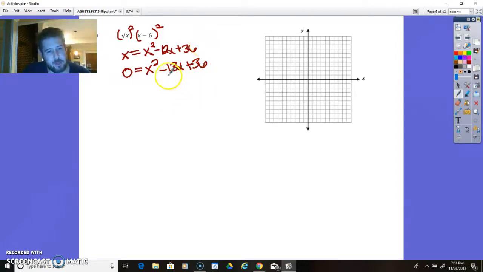And I'm looking for two numbers that add up to negative 13 and also give you 36 when multiplied. So 12 and 3 is not going to work. 9 and 4 is it. So this is x minus 9 times x minus 4.